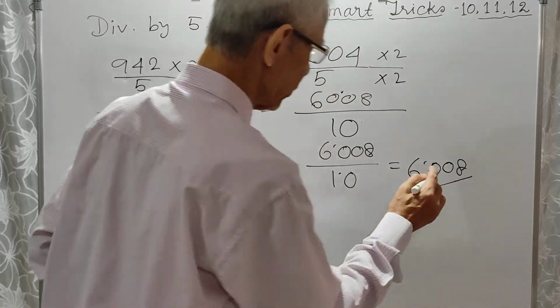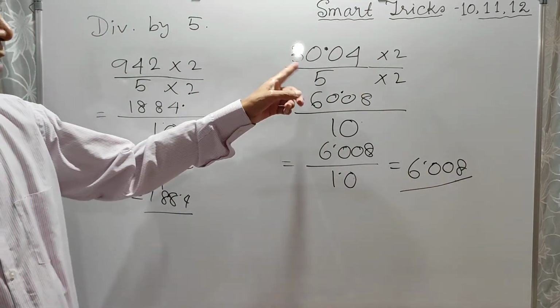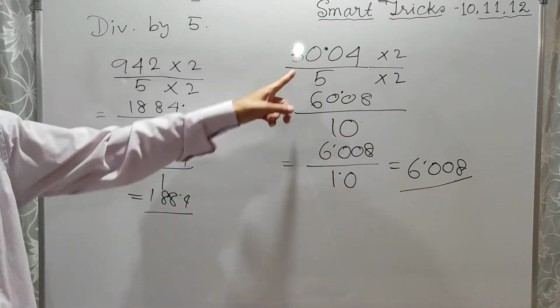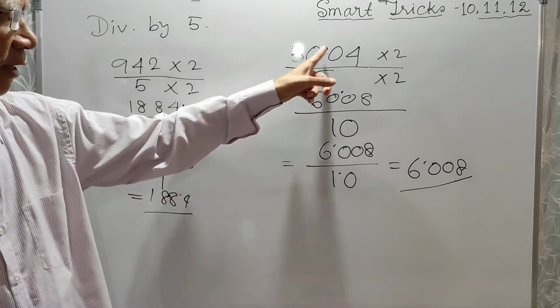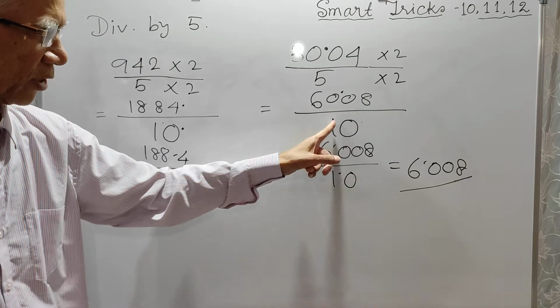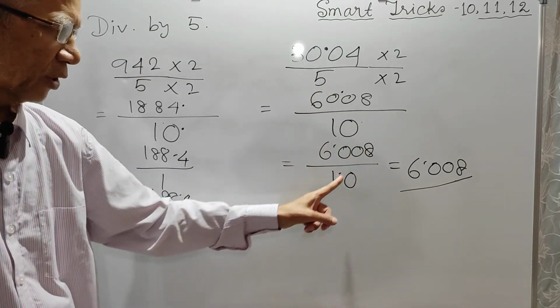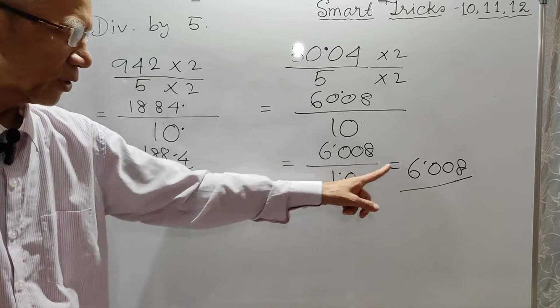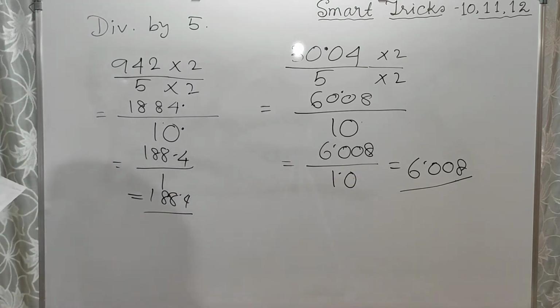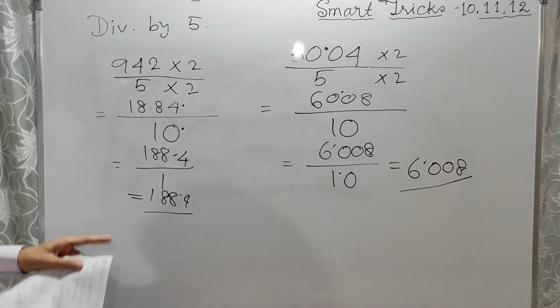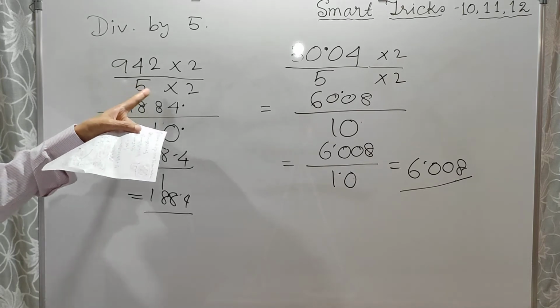6.008. So you see, if you had done long division, then you'd have to think, because there are decimals and zeros. So by multiplying by 2, you got 10. Then here, now decimal is here. Shift the decimal 1 digit to the left. This also 1 digit to the left. 6.008 by 1.0. 1.0 means 1. So that is the answer, 6.008.